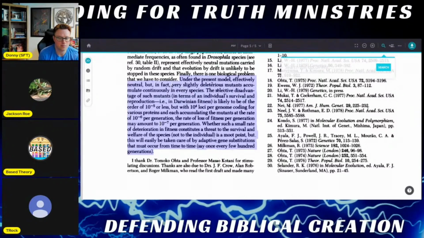Like, he's saying that these very slightly deleterious mutants can fit under that umbrella of effectively neutral and kind of smuggle in, which is what you're saying, that this can build up. That's what he's talking about here. Well, and that's why you have to read until the end, where he says that whether this small rate of deterioration of fitness constitutes a threat to the survival and welfare of the species is a moot point, but it can easily be taken care of by adaptive gene substitutions. Like, he answers the problem right there. You were only quoting the first part.